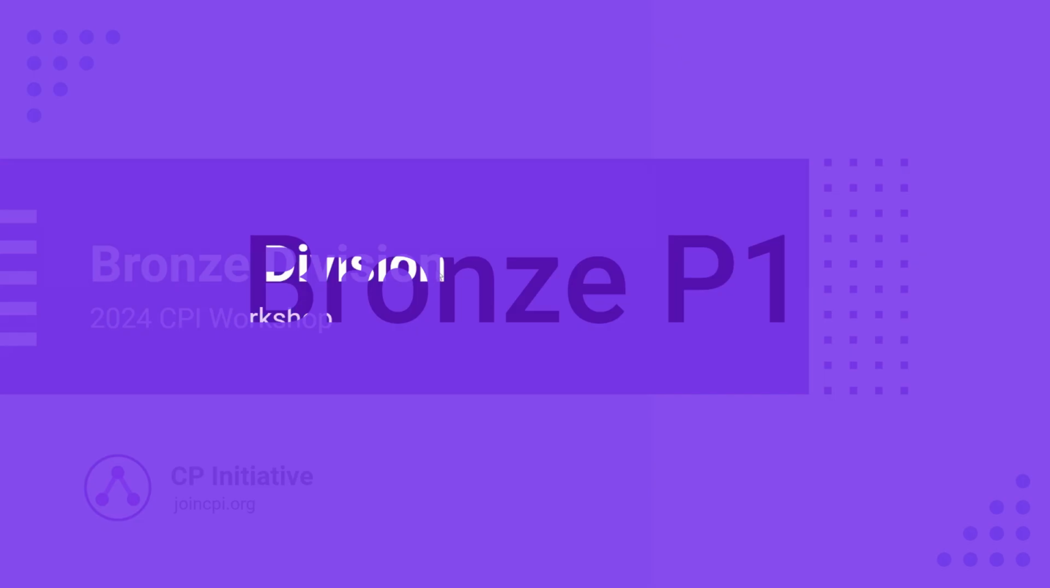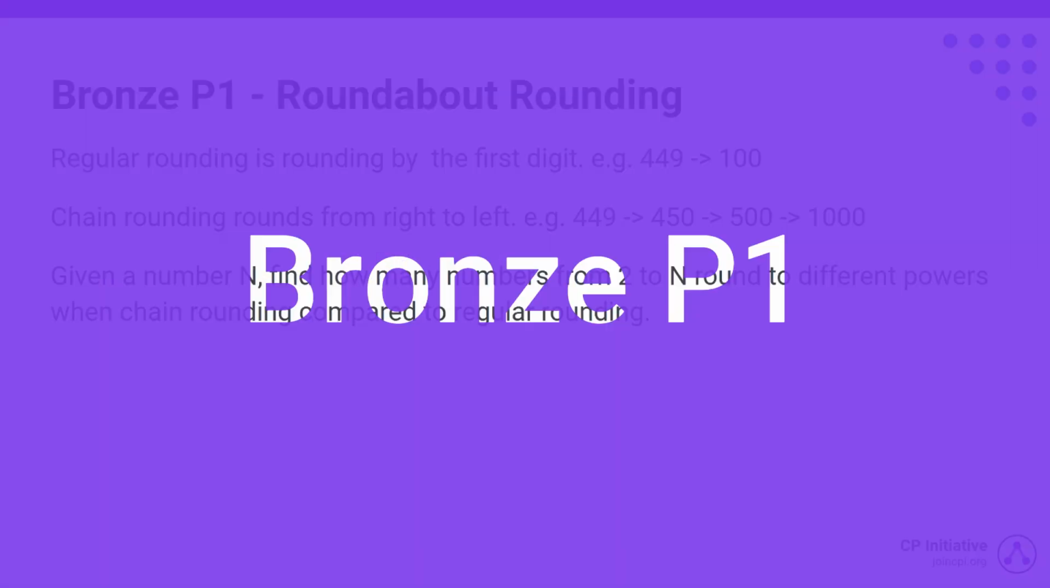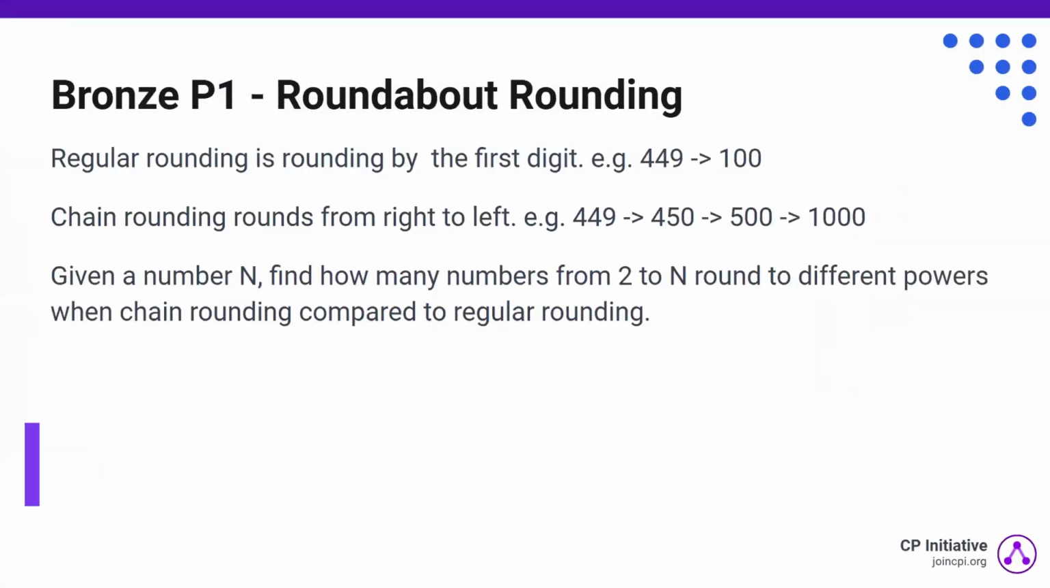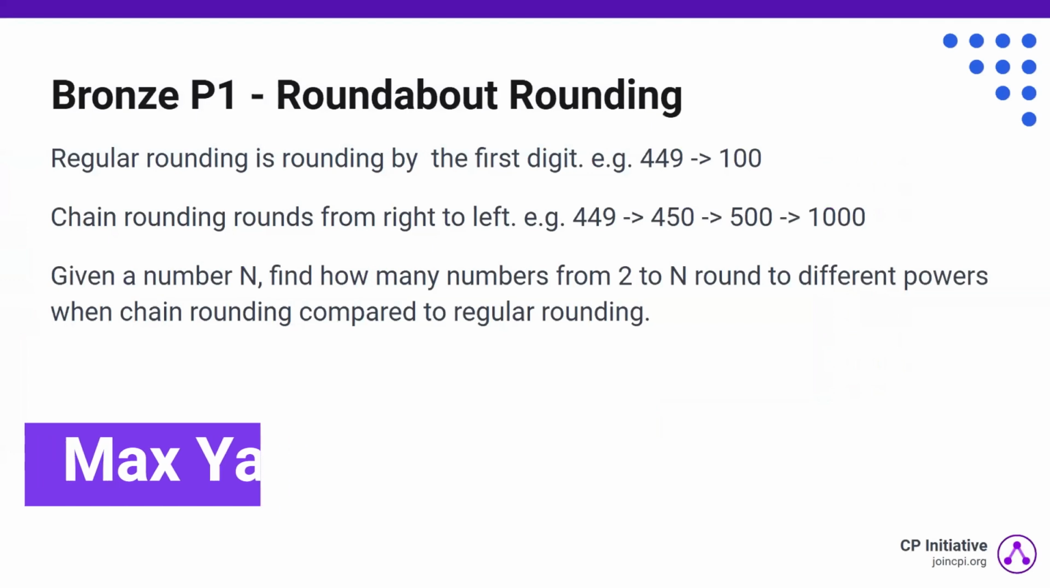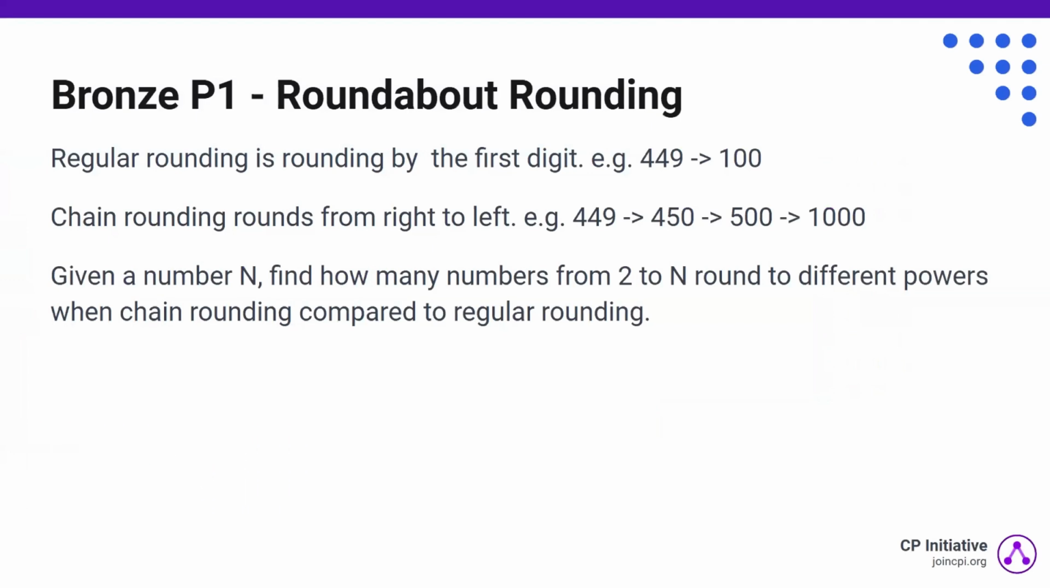So I'm going to be going over the first problem of bronze this contest, roundabout rounding. I assume that most of you have read this problem already, but I'll give you a quick refresher. The problem defines regular rounding as rounding by the first digit, so if you want to round to the nearest power of 10, 449 would round to 100. But chain rounding, as the problem defines it, rounds digit by digit from right to left.